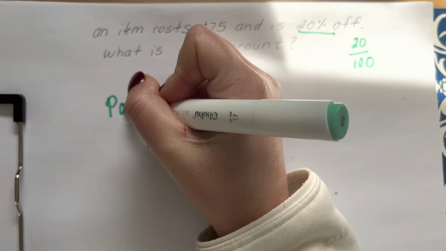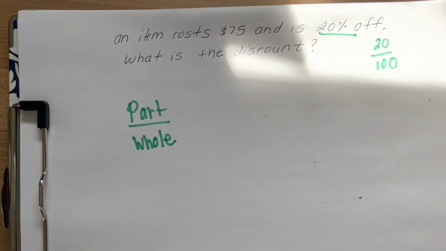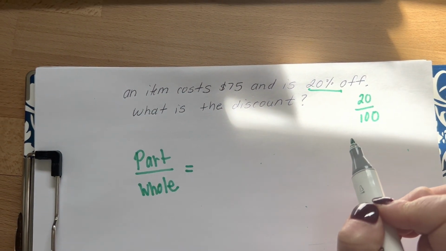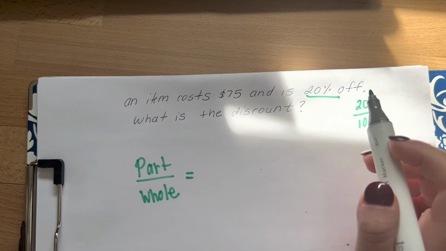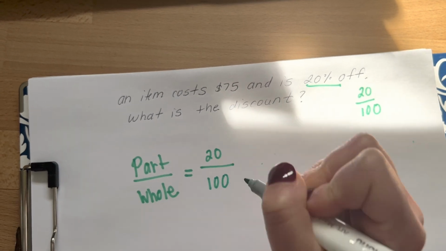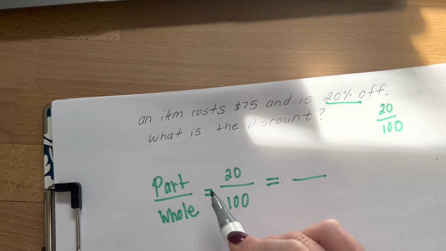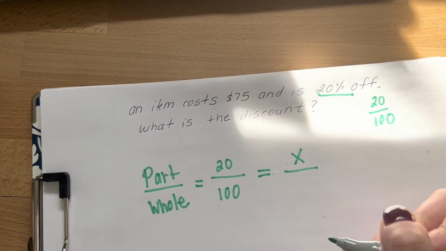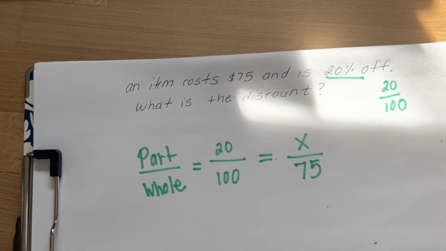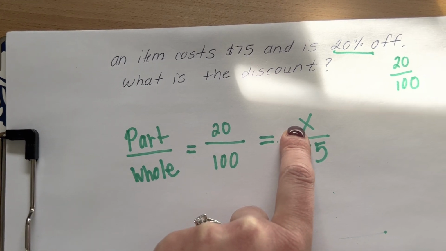So I can tell that this is going to be a part to whole proportion. My first ratio is, I'm going to start with my percentage. So I know that I'm looking for 20%, which is the part of the whole 100. And then my second ratio is the part is going to be my discount. I don't know that. And the whole is $75 because the whole item costs $75. The part is the 20% that I'm taking off.